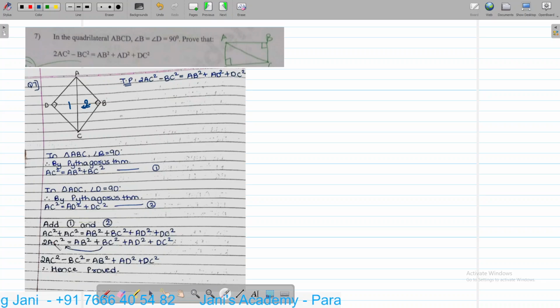Now there's 2AC square. What you are looking for is 2AC square minus BC square. You have to simply subtract this value and put it on the other side. BC square you have taken to the left side. So it has been proved.